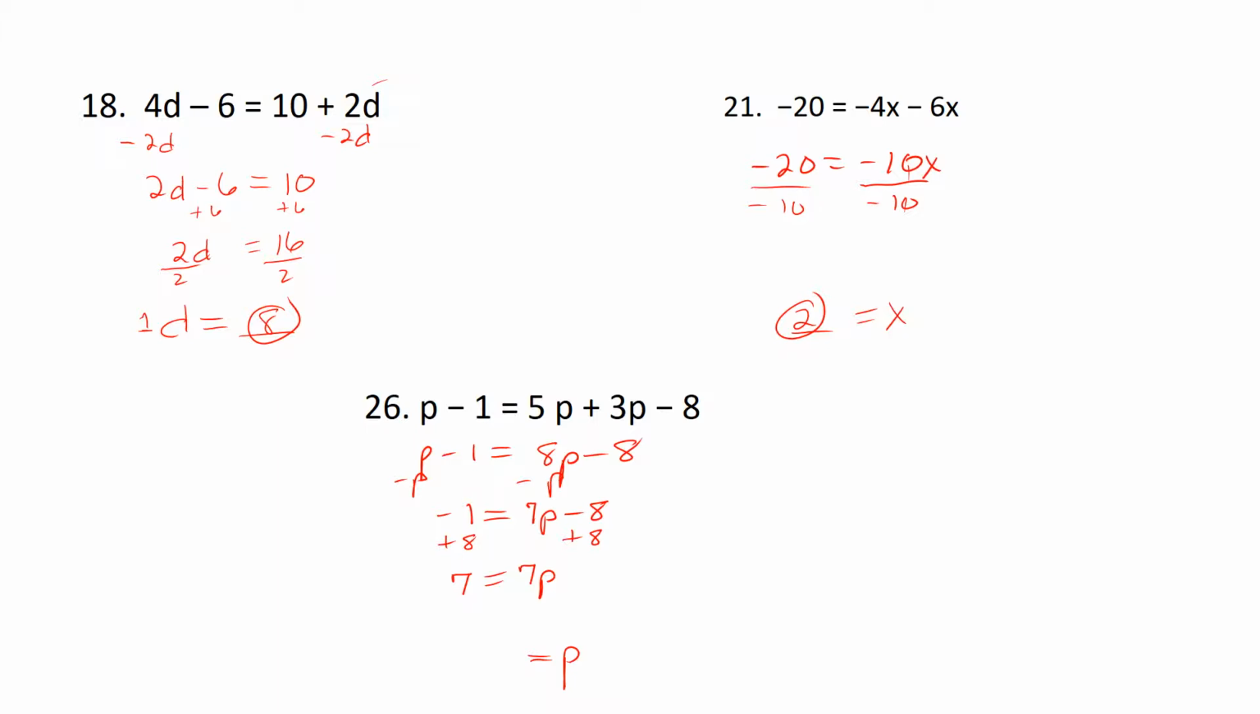So now I don't want 7p, I want 1p. So I'm going to use the rule again, any number divided by itself gives me 1. So I divide that by itself, divide this one by 7, so they stay equal. 7 divided by 7 is 1, that's what I want. And on the other side, it's also 1. So p is equal to 1, and we're done.